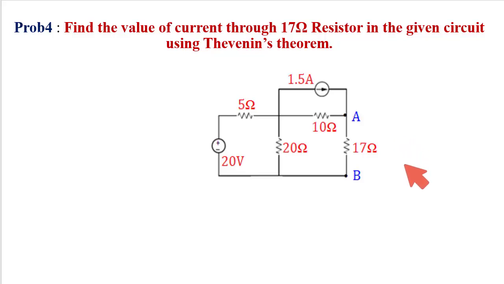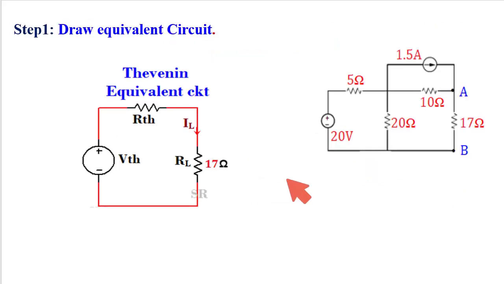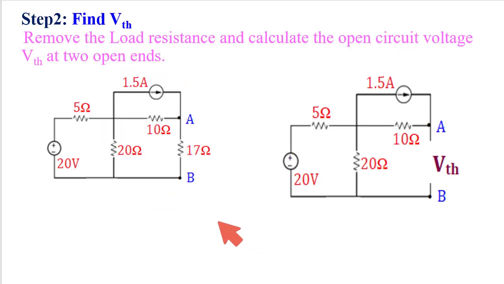In this numerical problem, we have to find the current through this 17 ohm resistance by using Thevenin's theorem. From this circuit we need to find the Thevenin voltage VTH and Thevenin resistance RTH, which will be connected in series with the load resistance 17 ohm. Now what will be the value of VTH and RTH? To find VTH, the load resistance 17 ohm will be disconnected, and the voltage across these two points A and B is VTH. Now how to calculate it?